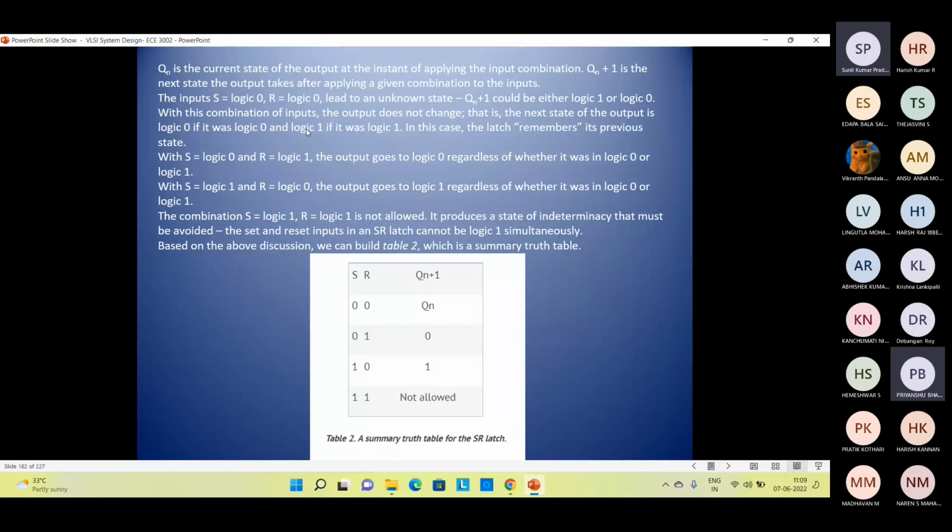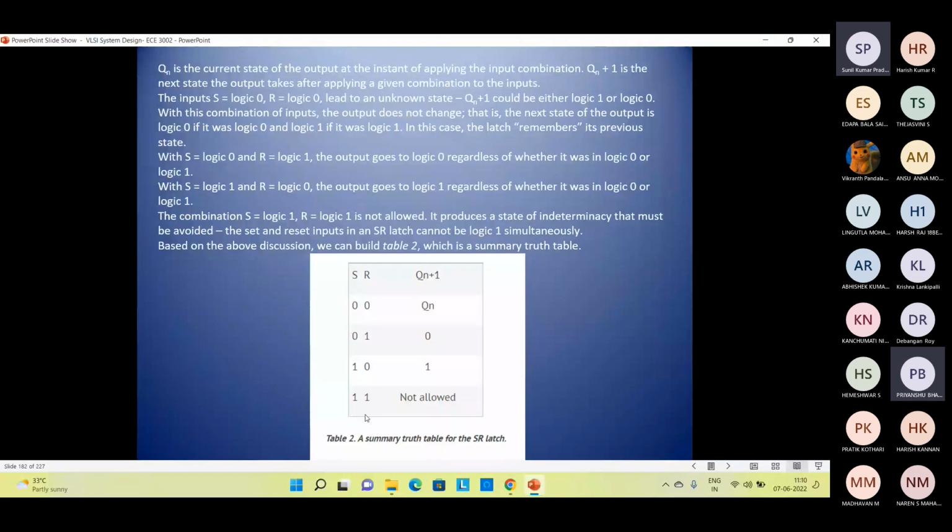Okay, so just once again, the illustration which I want to make: similarly, for S equal to logic 0 and R equal to logic 1, the output goes to 0 regardless of whether it was in logic 0 or logic 1. Similarly, with S equal to logic 1 and R equal to logic 0, the output goes to logic 1 regardless of whether it was in logic 0 or logic 1. So you have to remember this always. So 0 0 gives Qn, 0 1 gives 0, 1 0 gives 1, and the combination 1 1 is not allowed.